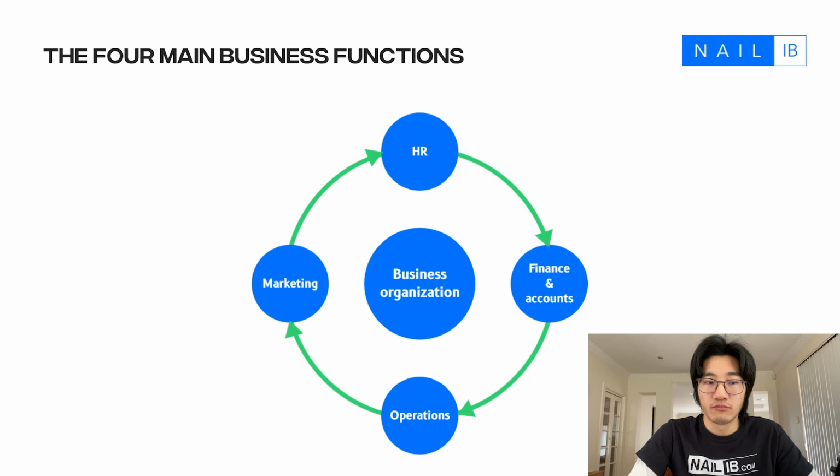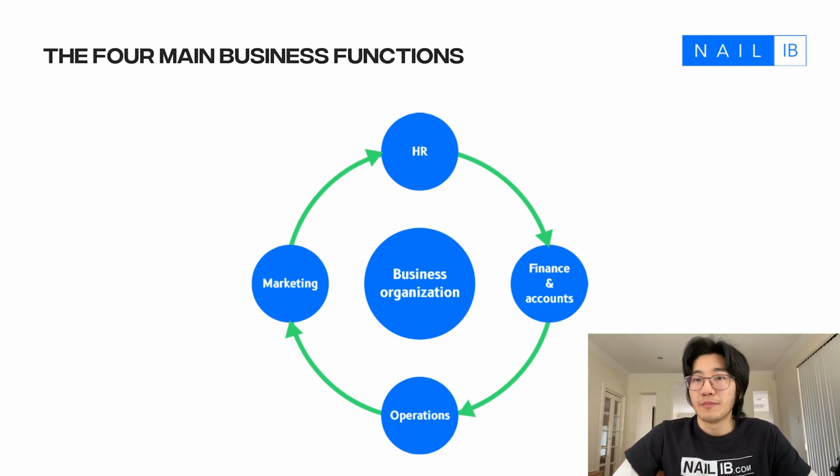We have our human resources up the top there, our finance and accounts, our operations, and our marketing. And each of these functions depend on each other. We say they are interdependent. For example, the human resource department doesn't work in isolation. It works with your finance and accounts, and then finance and accounts in turn work with your operations, which in turn work with your marketing. And so it goes in a cycle.